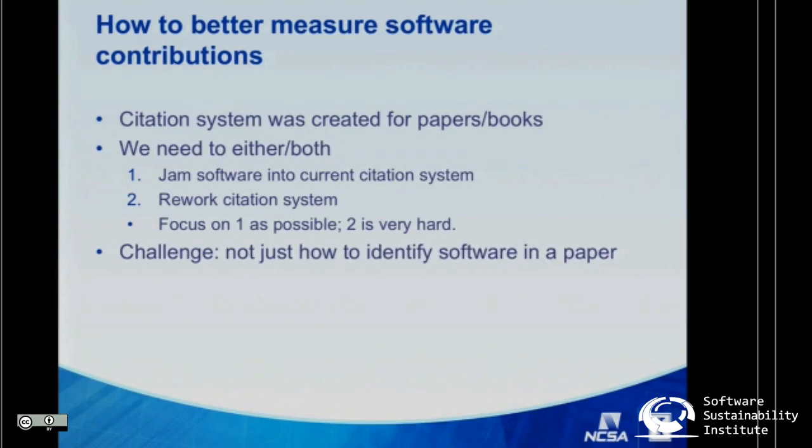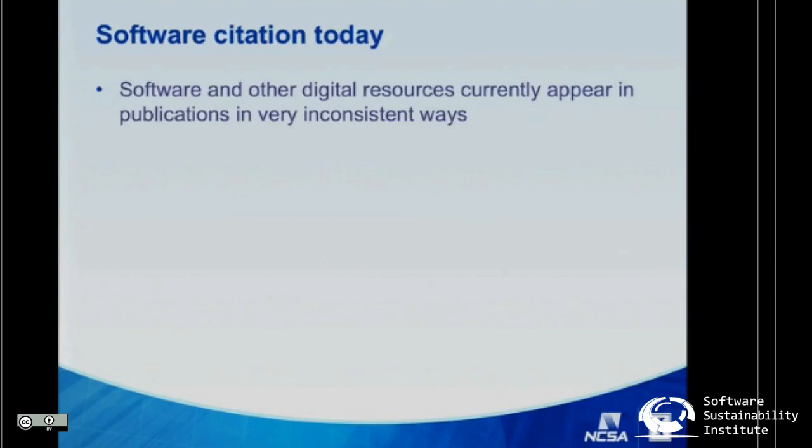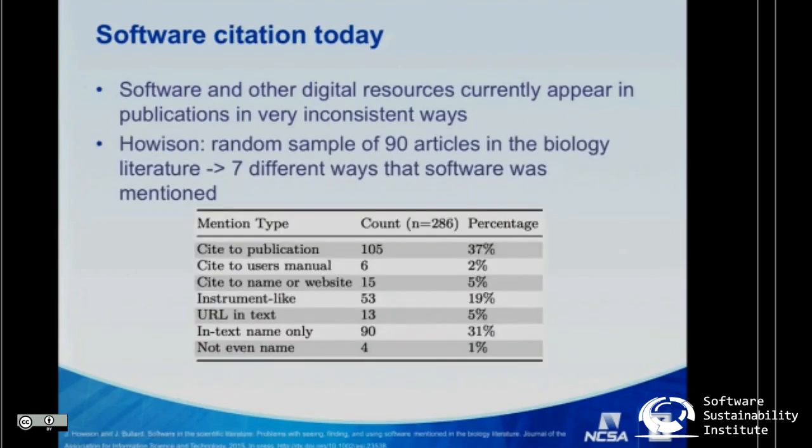So the challenge then is not just how to identify software in a paper, but how to identify software that's used in the research process in a way that makes it citable. If we look at software citation today, software and other resources appear in very inconsistent ways. James Howison did this nice paper where he looked at 90 articles in the biology literature, and he found 7 different ways that software was mentioned inside those papers.